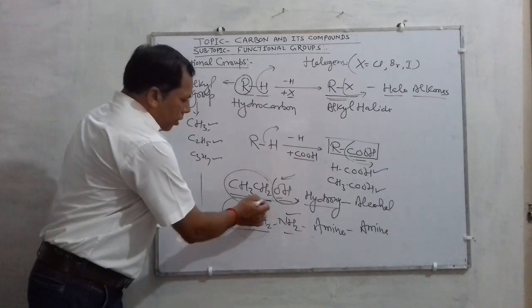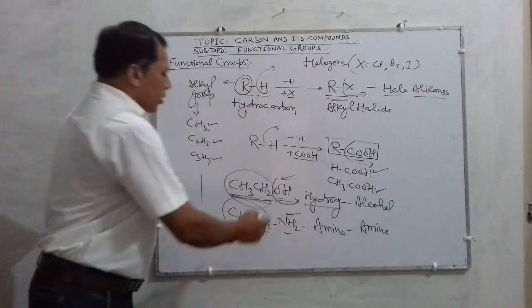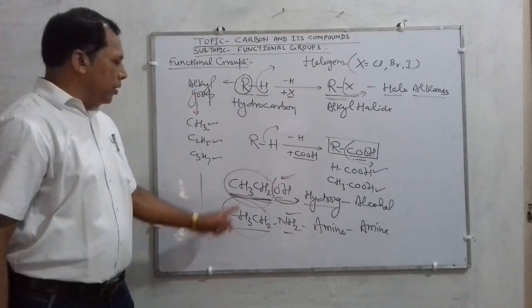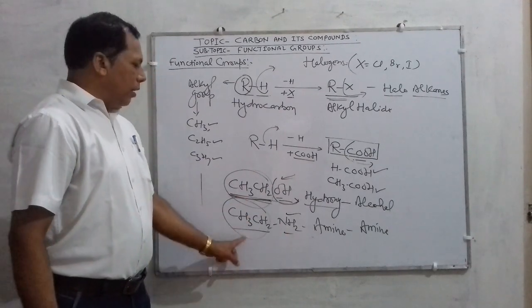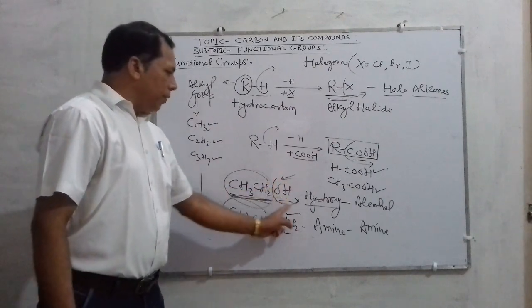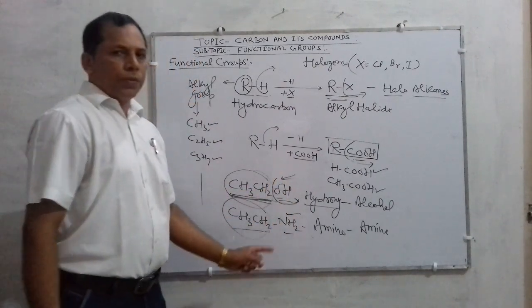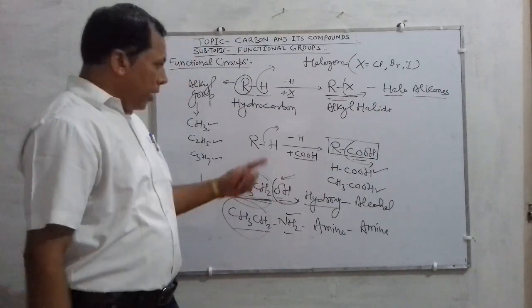Listen. In CH3CH2OH, that is ethyl alcohol, CH3CH2 means the ethyl group is common in both. This is ethylamine and this is ethyl alcohol. So the ethyl group is common in both, but due to the difference in their functional groups, they will differ in their chemical property.